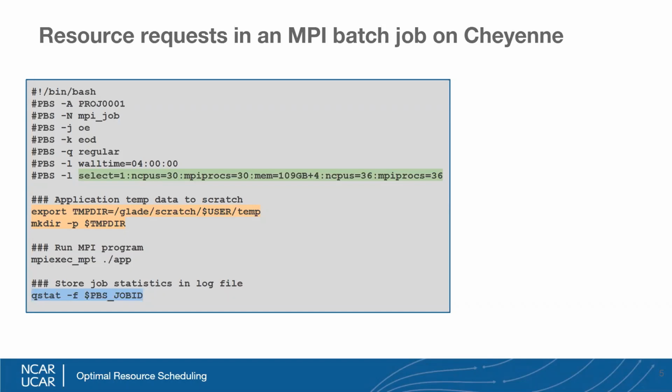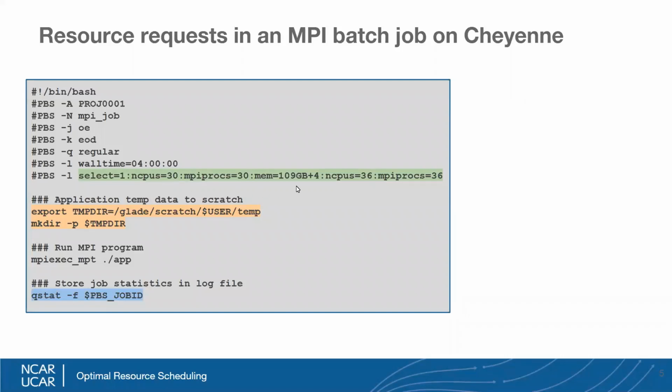PBS has a fairly nice syntax for requesting heterogeneous resource select statements. In PBS parlance, the select statement is what you use to define your various chunks of resources. They call them vnodes. And in this case, what I'm considering is that my application, which is a random application that I'm not naming, does all of its I/O on the root node, on the primary node.